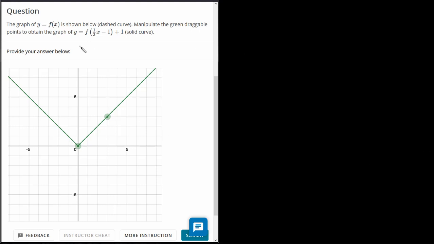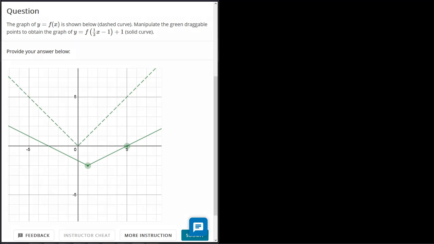So, all right. Just to remind everybody, the idea is we're given this dotted curve, and that's f of x. And then we have the ability to move and stretch or shrink this solid curve down here so that it gives us the graph of this transformed version of the original function.